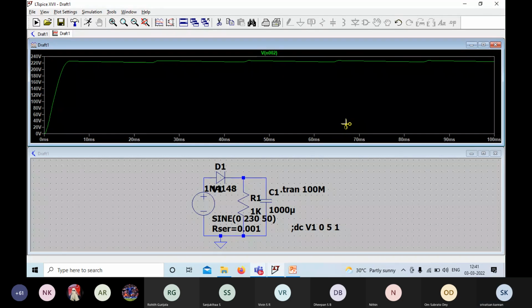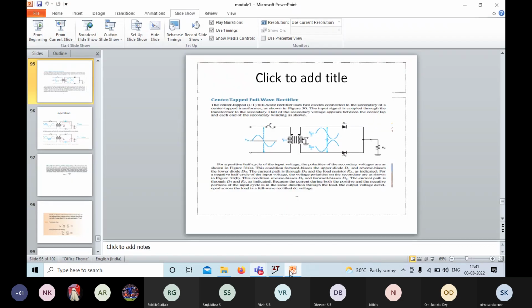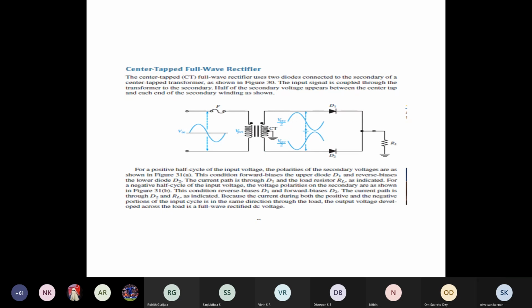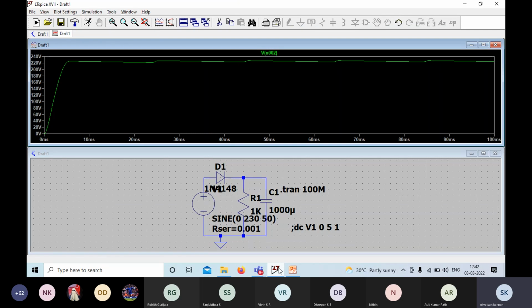Now do the full wave rectifier. Sir, what was the value of the capacitor in the previous circuit? 100,000 microfarad. 1000 microfarad. It is 10,000 microfarad.